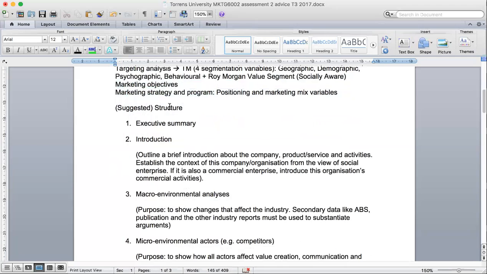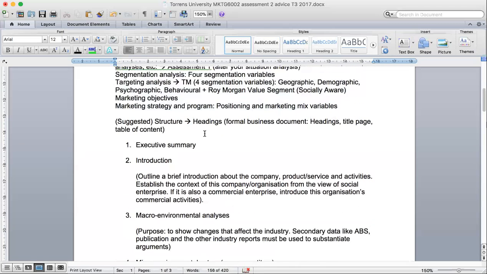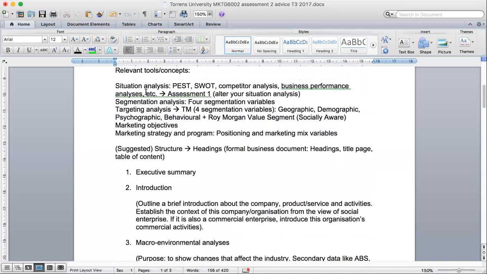Now, this is what I would like to recommend you to adopt in terms of structure. Please use headings. I would strongly recommend you to use headings. Make it a formal business document, that includes not only headings, but a title page and table of contents, because a marketing plan is always a formal business document, and the previous analysis is also a formal business document, because it is part of the marketing plan.